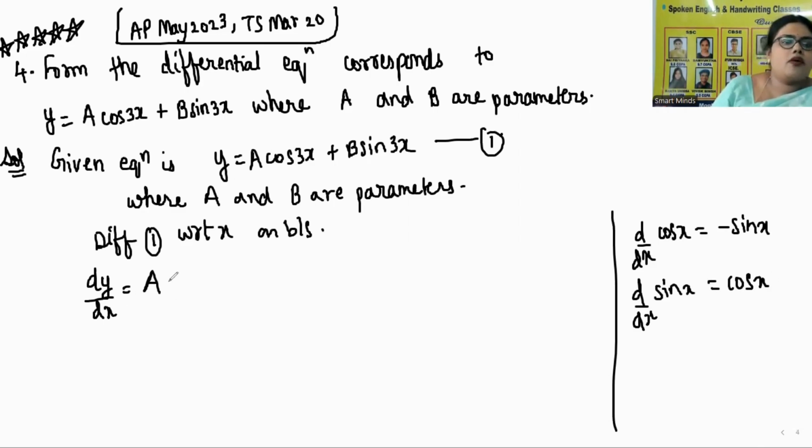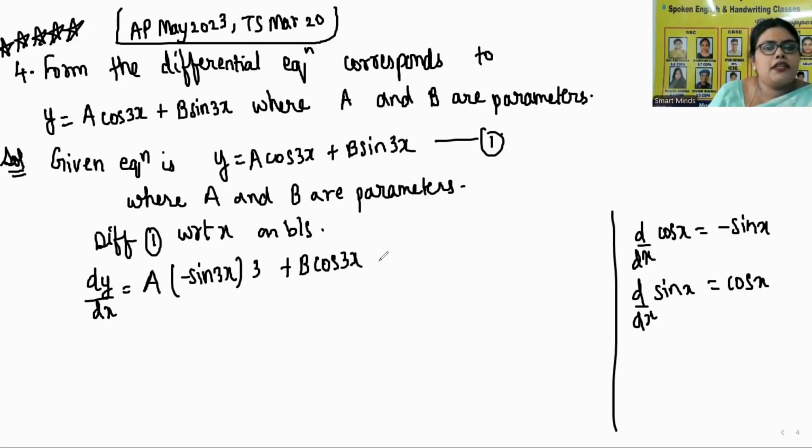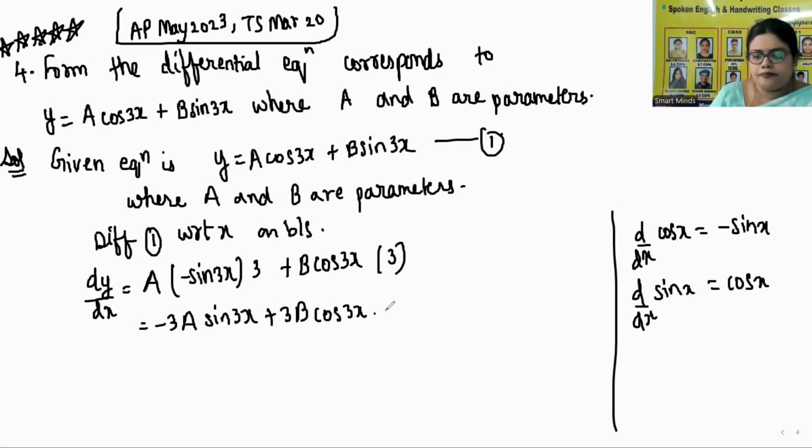So a is a constant, the derivative of cos 3x is −sin 3x. Then again we have to differentiate 3x, whose derivative is 3. Plus b is a constant, the derivative of sin 3x is cos 3x, then the derivative of 3x is 3. So that is dy/dx = −3a sin 3x + 3b cos 3x. But still we did not get any relationship between equation number 1 and this. So what we will do is, we got dy/dx here.